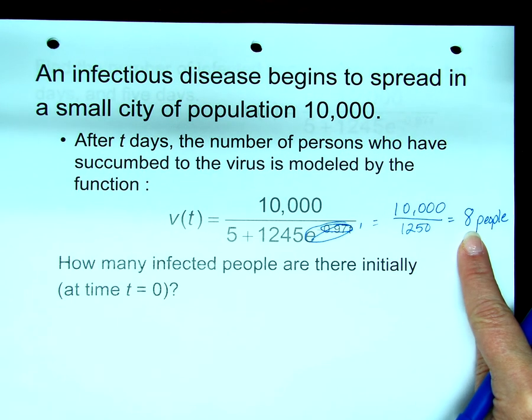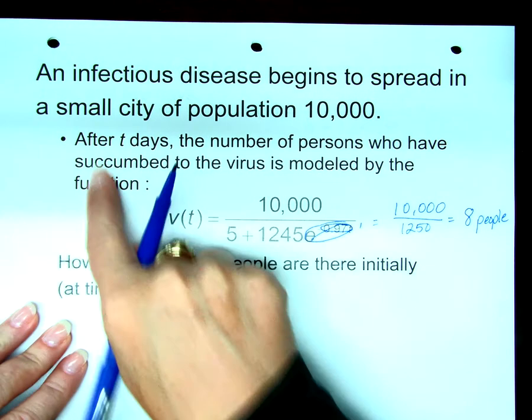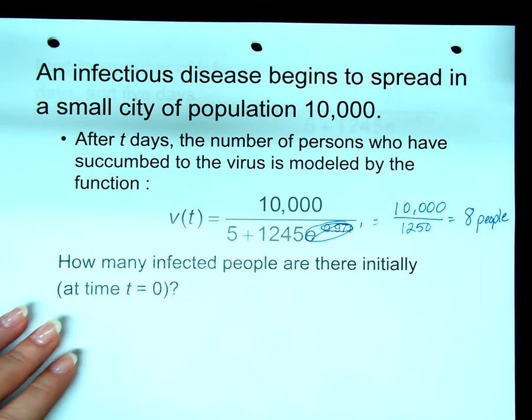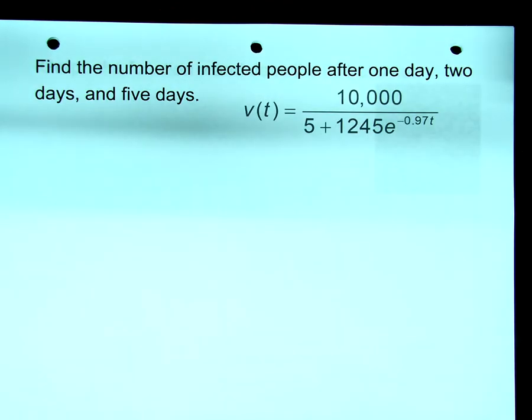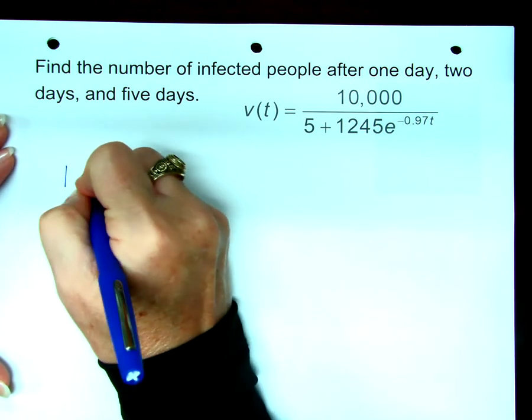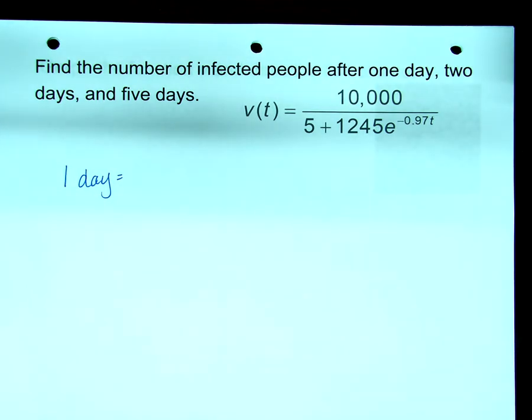And after t days, we could use this model to figure out how many people are infected now. Find the number of infected people after 1 day, 2 days, and 5 days. Well, after 1 day, t would be 1.